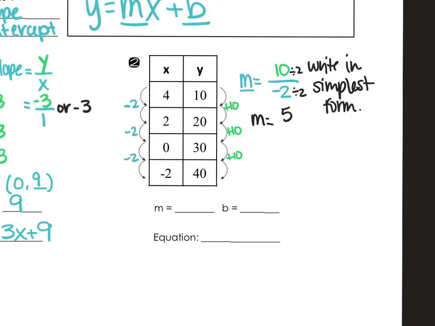So 10 divided by 2 is 5, and -2 divided by 2 is -1. So 5 over -1, or just -5.